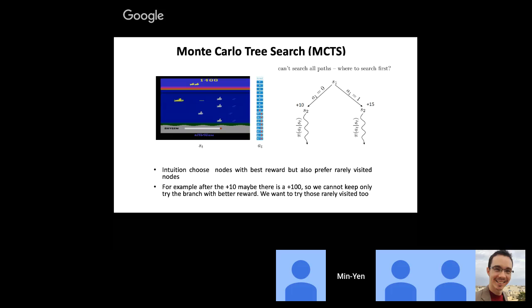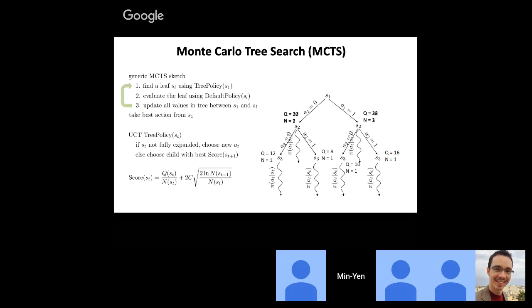The whole idea is that he wanted to start from somewhere and just sample. He does not want to, for example, from these two, go down 15, then go down the other one, 20, 10, and follow the whole branch of all the best reward, because it doesn't work that way. So the generic MCTS sketch: you find the leaf from S1 using the tree policy. Then you evaluate the leaf using the default policy. Then we update all the tree in between S1, and we take the best action.